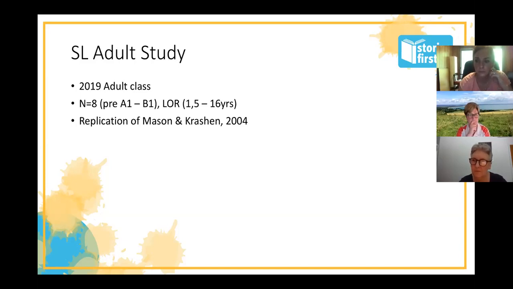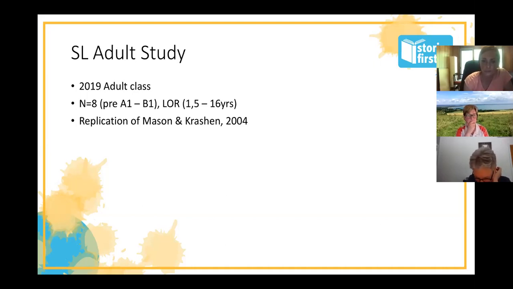published studies. So in my small little adult study in 2019, I had 8 students. They varied from pre-A1 to B1. And the lengths of residency in Germany varied between 1.5 to 16 years. So with 16, you would expect maybe that's the B1, but no, that's actually pre-A1. So another indication, it doesn't matter that they live in Germany. It's how much you integrate and how much input you actually get.